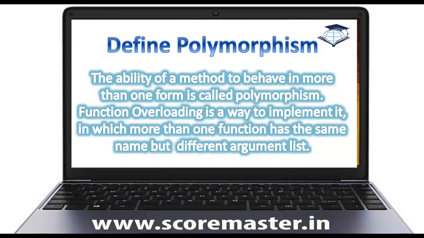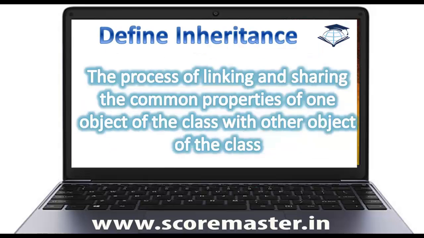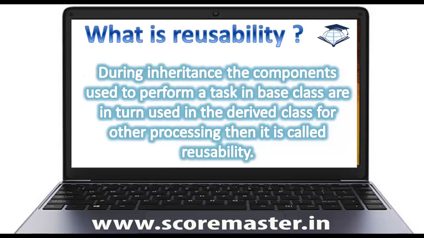Function overloading is a way to implement it, in which more than one function has the same name but different argument list. Define inheritance. The process of linking and sharing the common properties of one object of the class with other object of the class. What is reusability? During inheritance, the components used to perform a task in base class are in turn used in the derived class for other processing. Then it is called reusability.